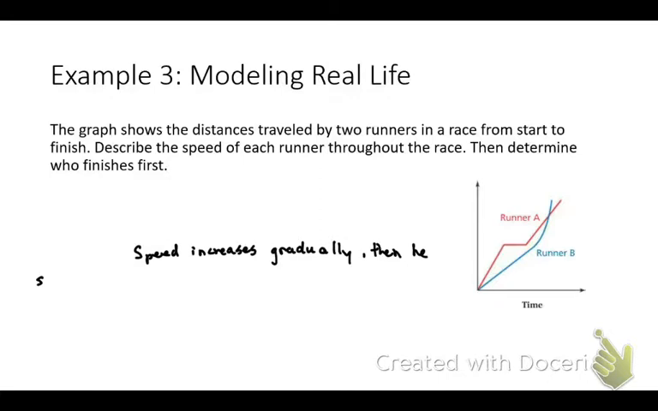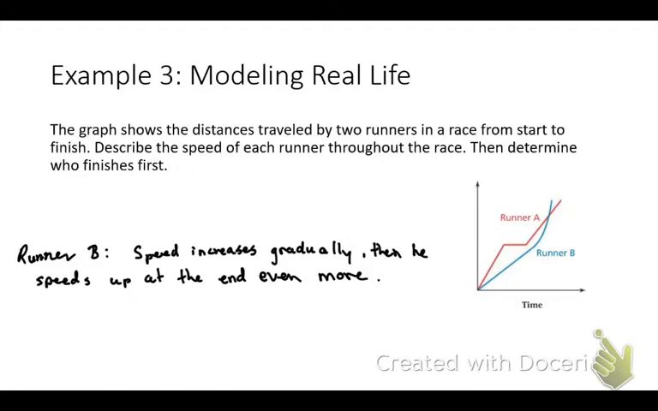Then what happens? So he's increasing, but then what happens? He really turns it up, right? Because it's going straight up now. So for runner B, his speed increases at the end, even more. All right, that's runner B. Okay, so runner A, his speed increased, then it leveled off, then it increased some more. Runner B, he was increasing, but then he really sped up.